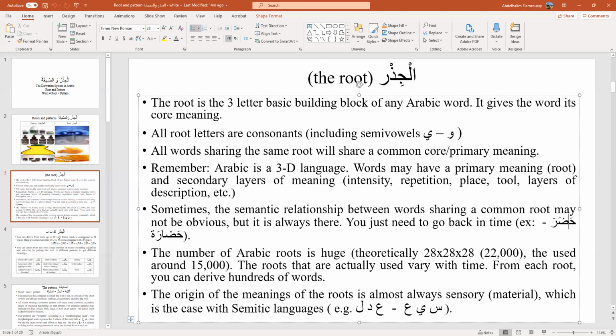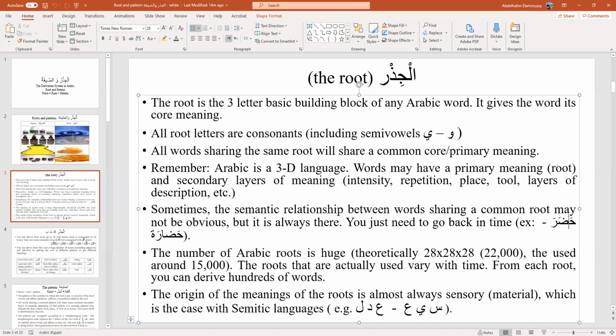From each root you can derive hundreds of words. So you have 15,000 roots, and from each one you can derive hundreds of words, whether nouns or verbs. Adjectives are under the umbrella of nouns when we're talking about the word level, i.e. morphologically. The origin of the meaning of the roots is almost always sensory or material in the case of Arabic and other Semitic languages.